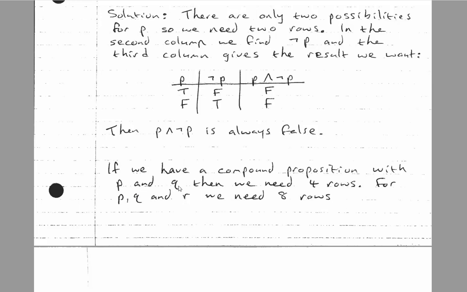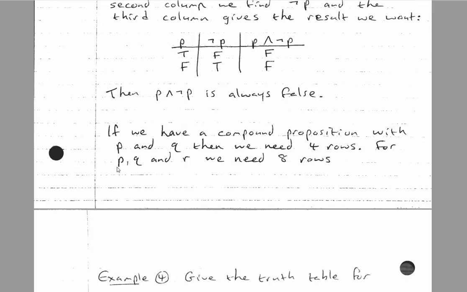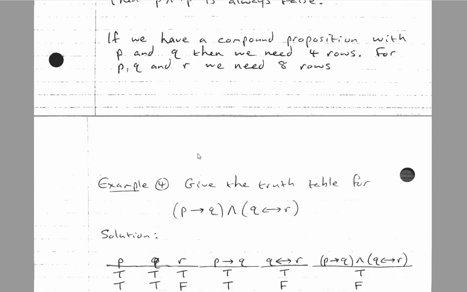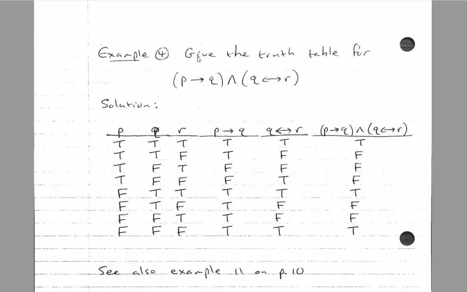If we had a P and a Q, then we need 4 rows. And if we had a P, a Q, and an R, we'd need 8 rows to get every combination. So for every extra letter, it multiplies by 2. So example 4, we have a P, Q, and an R. So 8 rows for the truth table. And it's important to do it systematically.